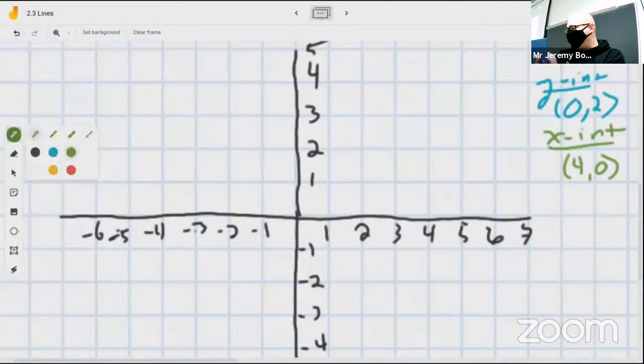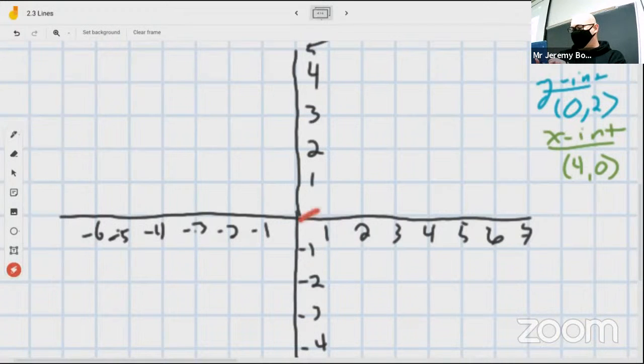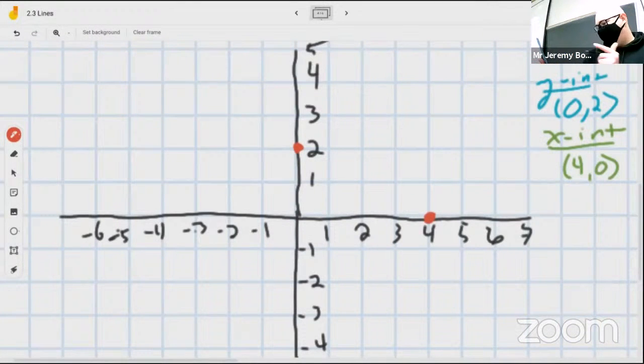So we have 2 comma 0. That's going to be where x is 2 and y is 0. That's going to be that point right there. And then we have the, oh, no, I did that wrong. Sorry about that. It's 0 comma 2. So x is 0, y is 2. So 1, 2 up here. I read the point wrong. There we go. And for our x-intercept, it's 4 comma 0. So we're going 1, 2, 3, 4, comma 0. Should be right there.